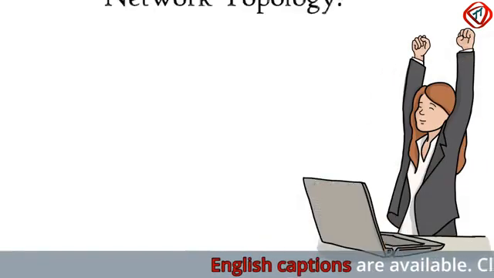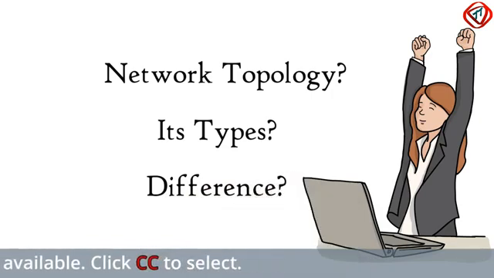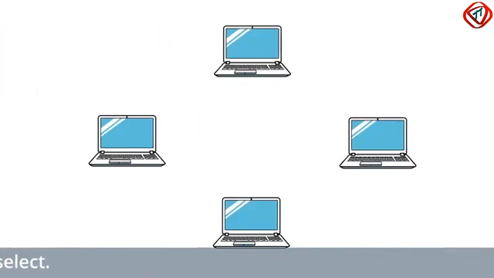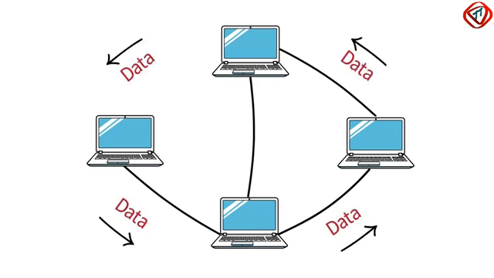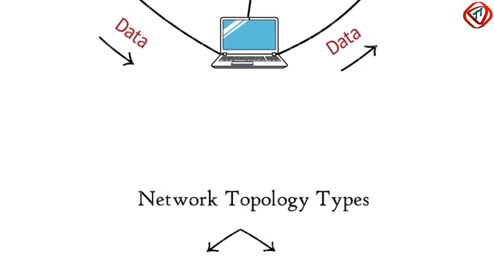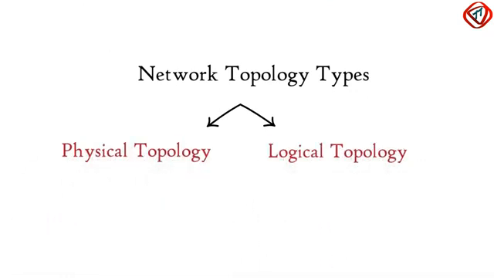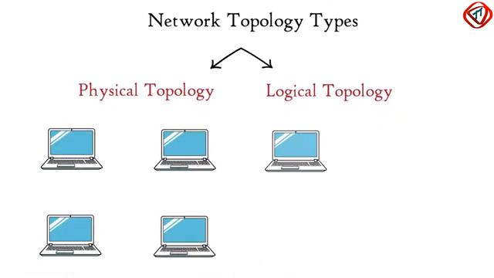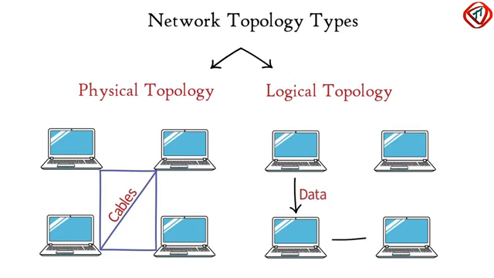Today we will learn what is network topology, its types and how they differ from one another. So let's start. Network topology is how computers connect or relate to one another in a computer network. It is of two types, physical topology and logical topology, where physical topology describes the way computers connect with the help of cables. Logical topology describes the way data flows from one computer to another within a computer network.